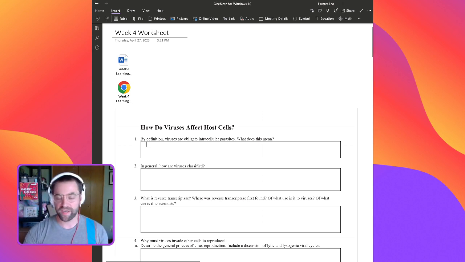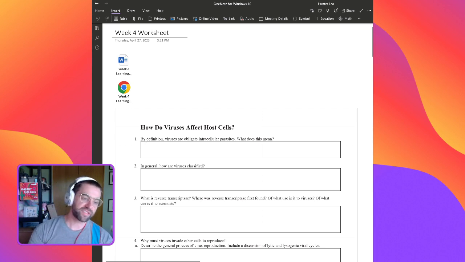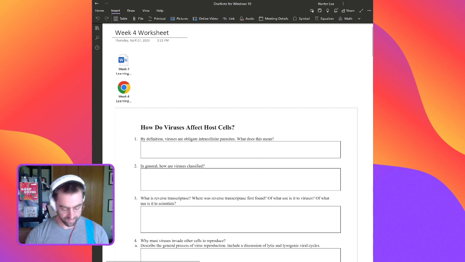So how do viruses affect host cells? By definition, viruses are obligate intracellular parasites. Obligate intracellular parasites. What does this mean? We're typing today. I'm going to forgo the stylus today.